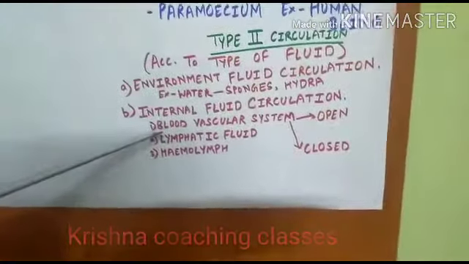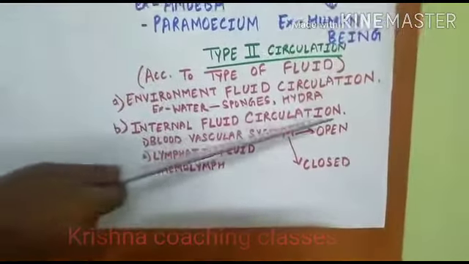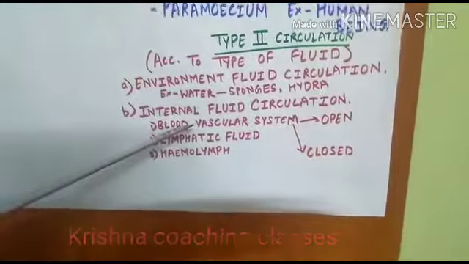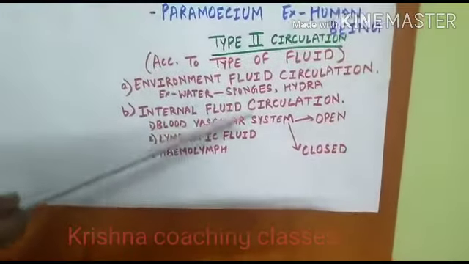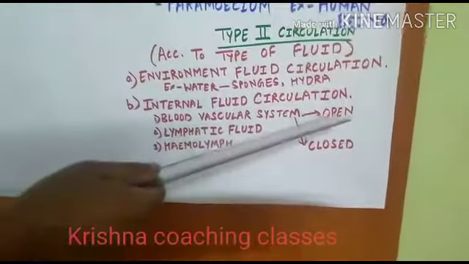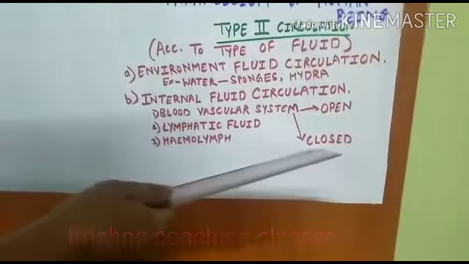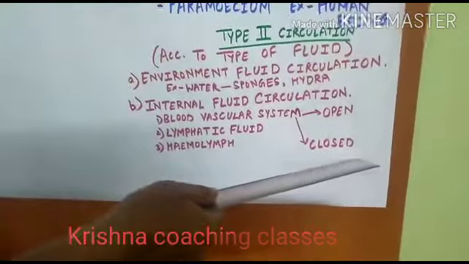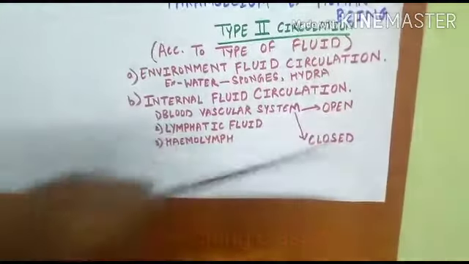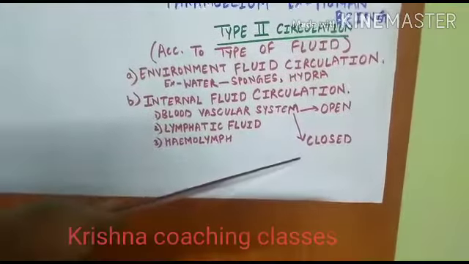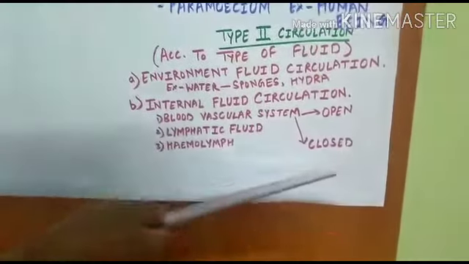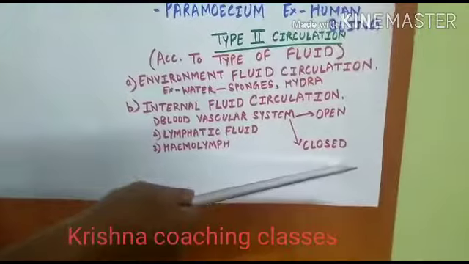Second, which is very important, is internal fluid circulation. In internal fluid circulation, the blood vascular system is a very important thing, which is of open type and closed type: open circulatory system and closed circulatory system. We have already studied, in animal kingdom classification, that some animals have an open circulatory system and some animals have a closed circulatory system.